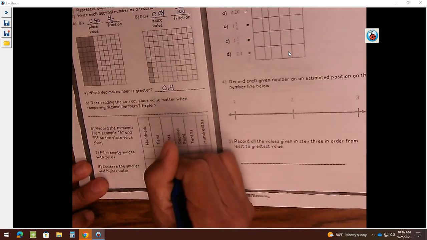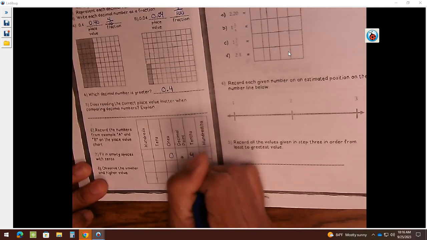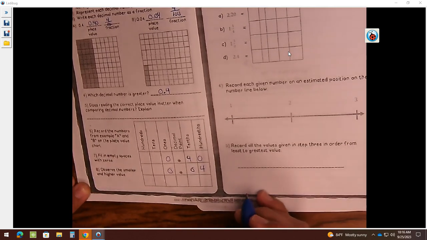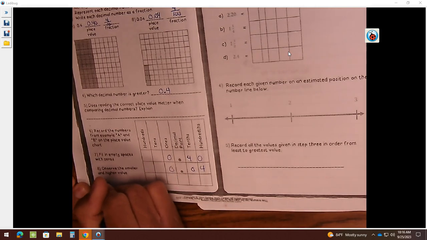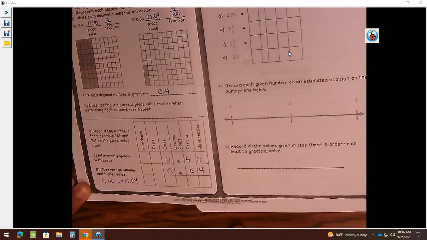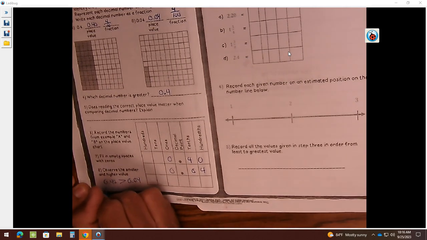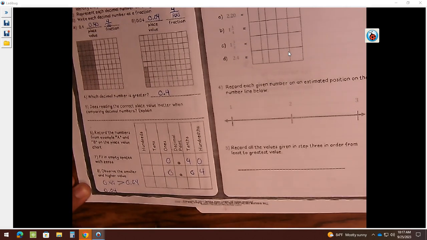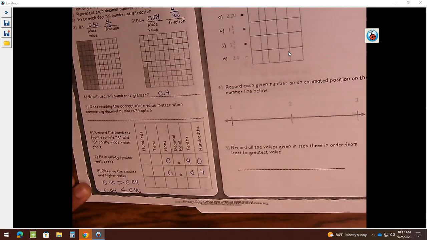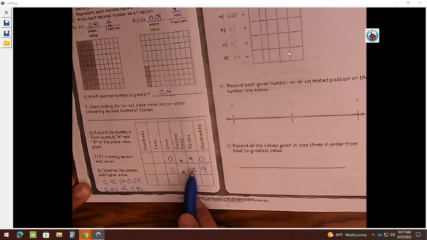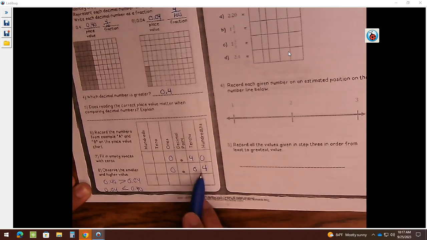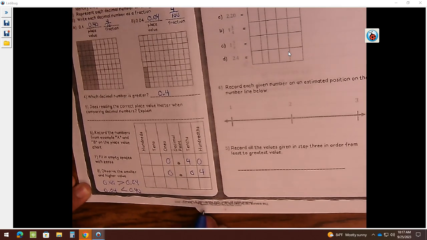Now let's put them on the number line. 0.40 and 0.04. Now let's make a statement here. 0.40 is greater than 0.04. Let's reverse it. 0.04 would be what? Less than 0.40. Who would be more to the right? The 40 cents or the 4 cents? The 40 cents. Who would be more to the left? The 4 cents. Questions?